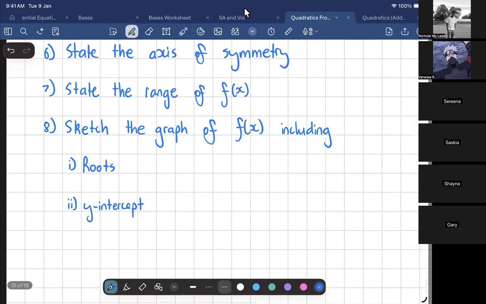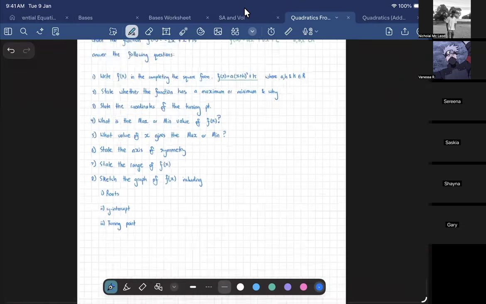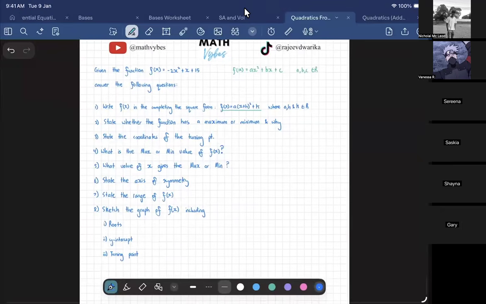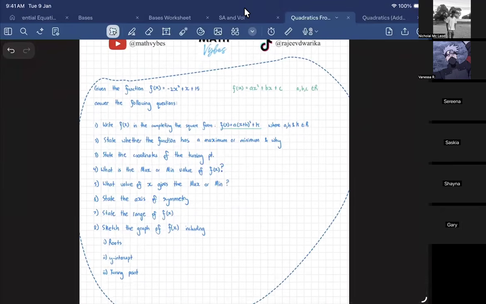And we did everything here, right? I would not give you all something that I didn't teach you all. We did all of this in detail. So roots, y-intercept. I want you to show me where the turning point is. I can't put homework in big here.